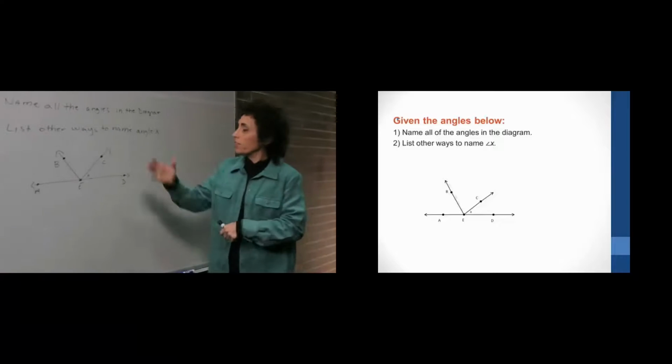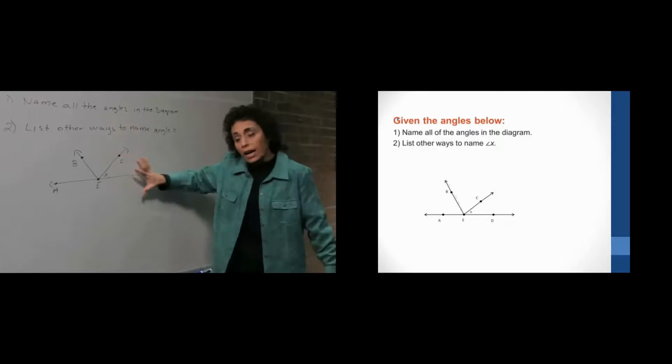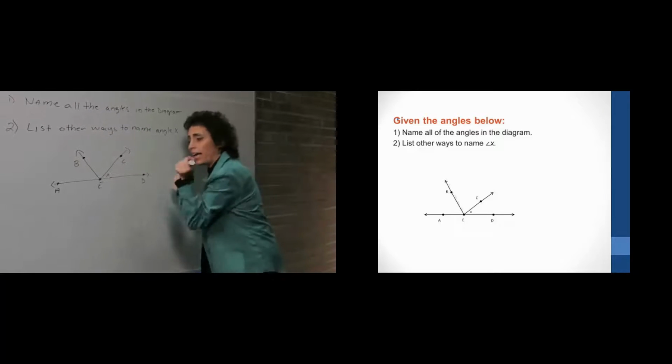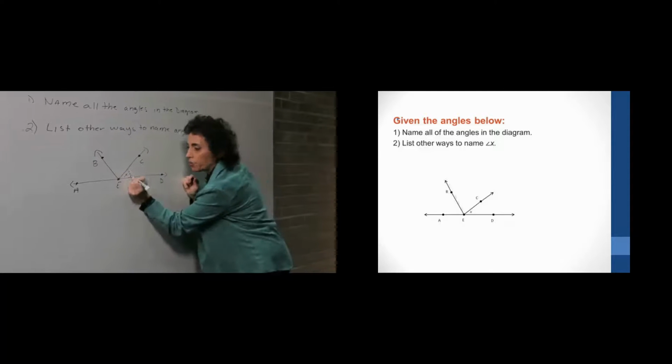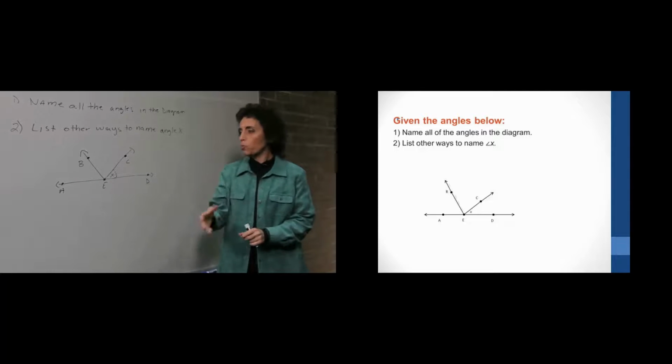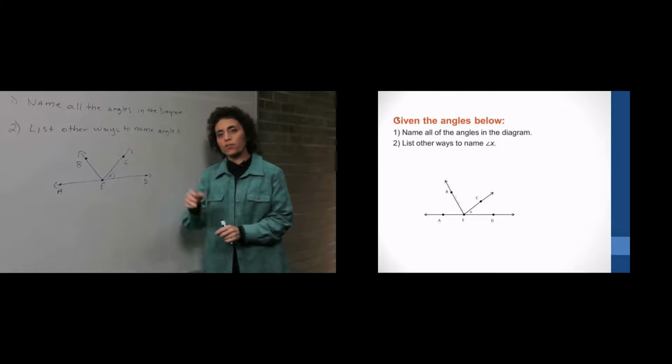Okay, taking a look at this next problem, we want to name all the angles in this diagram, and we want to list other ways to name this angle X. And this angle X is right here, this rotation. So we want other ways besides X to name that. So take a look at your workbook and try this problem, and then start the video again when you're ready.